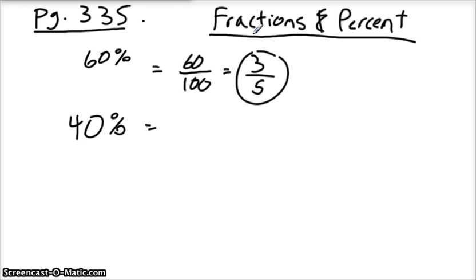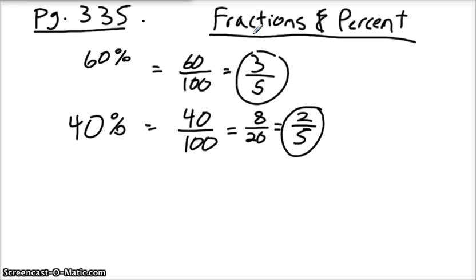Remember, the first step is 40 over 100. And we simplify that down using a common factor. If I did 5 out of 40, that would be 8, and 5 out of 100 is 20. So I keep going down. I can divide both by 4, so that's 2/5, and that is our answer. So, again, pretty easy stuff. Again, this should be a review.